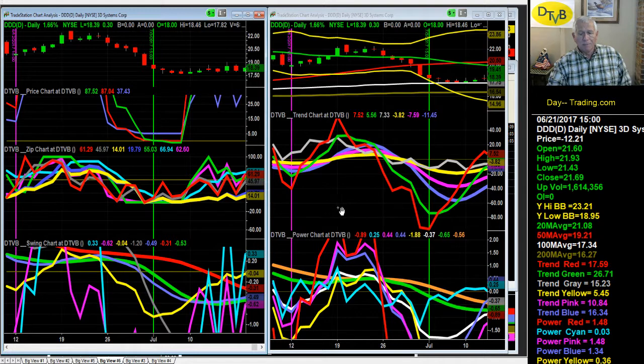Now, that may seem like a backward comment, but it's all relative to the 22 market force recognition indicators. Or maybe I should say the fast lines of those 22 market force recognition indicators, like the trend red and the trend green, and your power red and power pink and blue. Likewise, your zip pink is really fast, and of course every line in your zip chart is a very fast line.